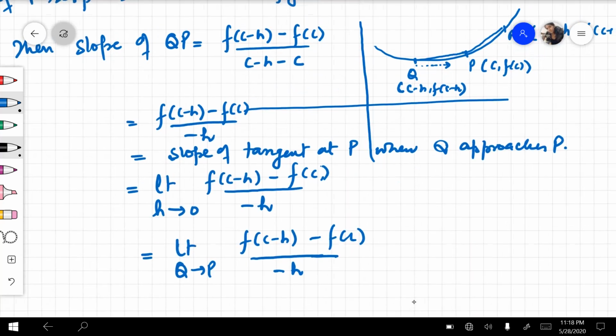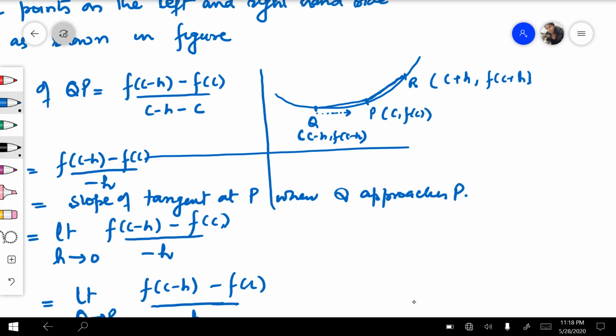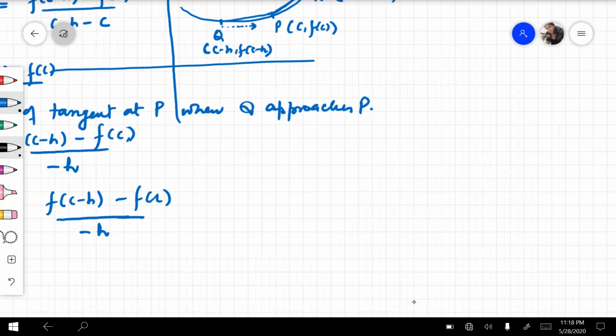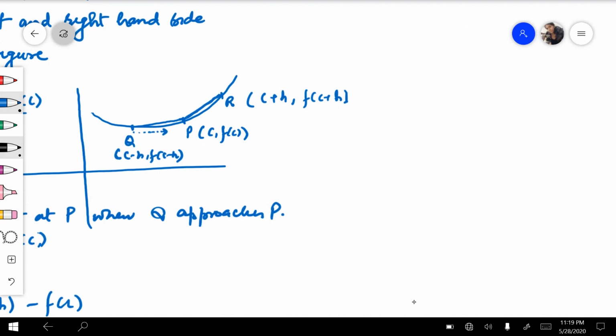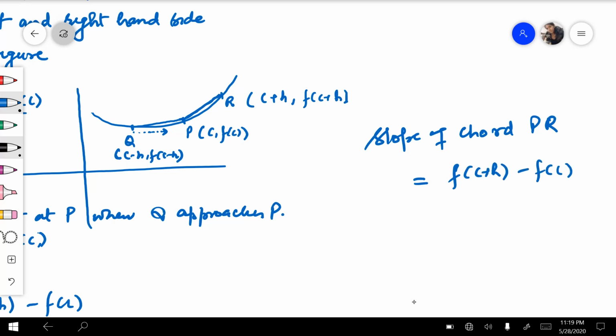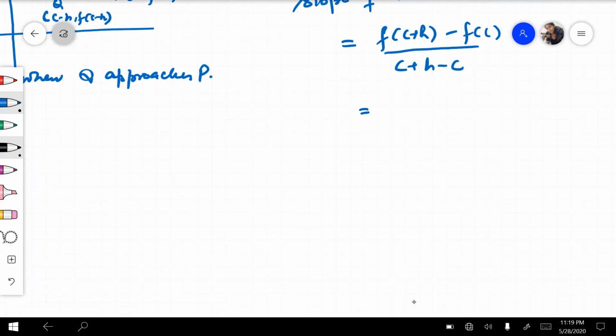Similarly, if you look at this chord PR, the slope of chord PR will be equal to f of c plus h minus f of c upon c plus h minus c, which equals f of c plus h minus f of c upon h.